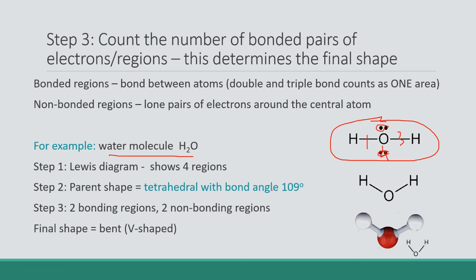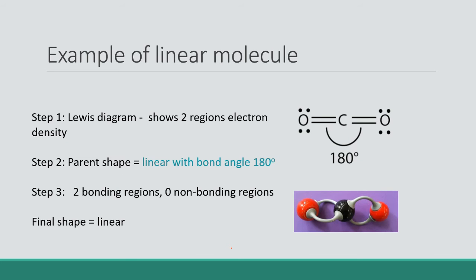Okay, so the parent shape is tetrahedral, so the bond angle is going to be 109 degrees, approximately. The final shape, though, the lone pairs are down here. The final shape is this V shape. So you can call it V, or angular, or bent. I remember V shape, I think that's the one I remember the best. But if it's got 4 areas, 2 bonding and 2 non-bonding, then it's going to be a bent shape.